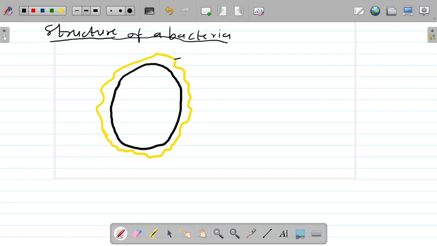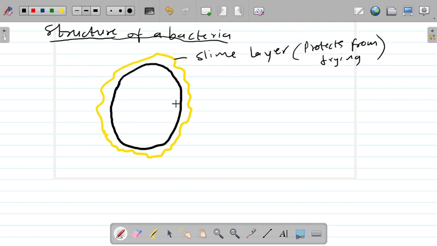It has a slime layer. Now, the slime layer basically is to protect the bacteria from drying out, right? So it protects bacteria from drying out. The mucus-like layer, it's called a slime layer. It protects it from drying out, and then obviously it will have a cell wall.